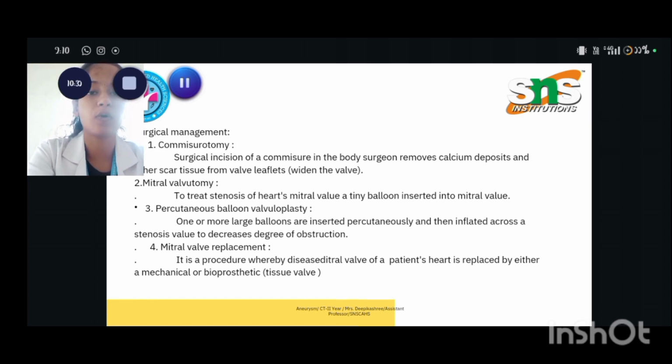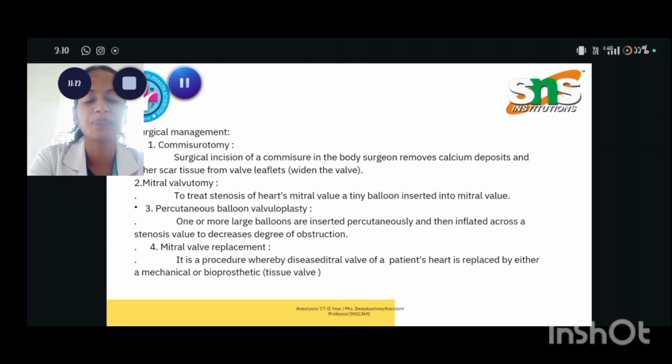Next one is mitral valvotomy. Mitral valvotomy is mainly to treat stenosis of the heart's mitral valve. A tiny balloon is inserted into the mitral valve and dilates the stenosed valve. And the third one is percutaneous balloon valvuloplasty. One or more large balloons are inserted percutaneously and then inflated across a stenosed valve to decrease the degree of obstruction.